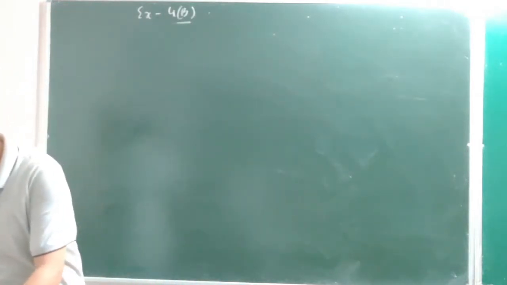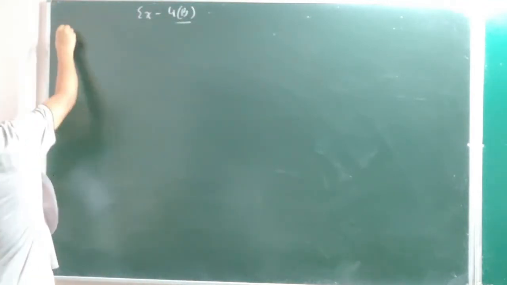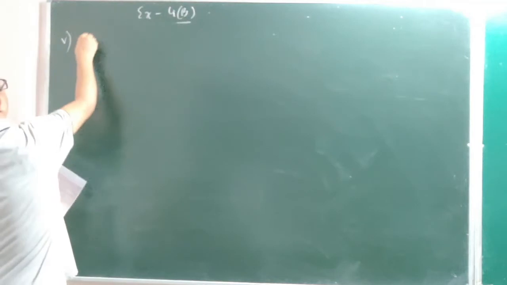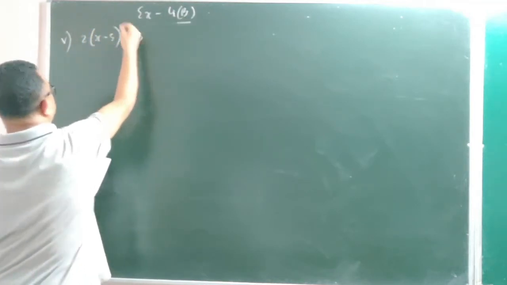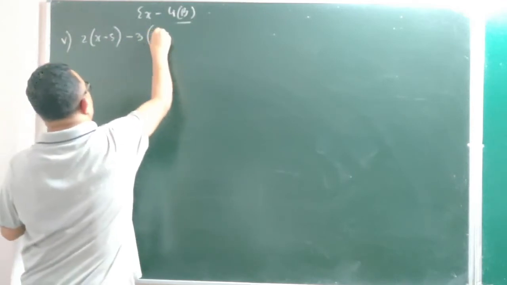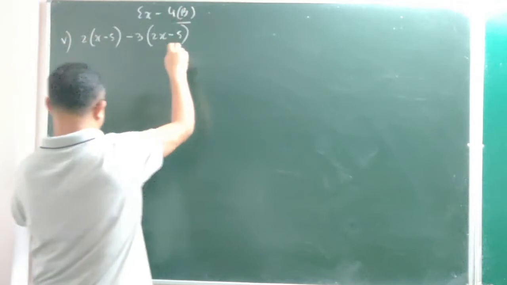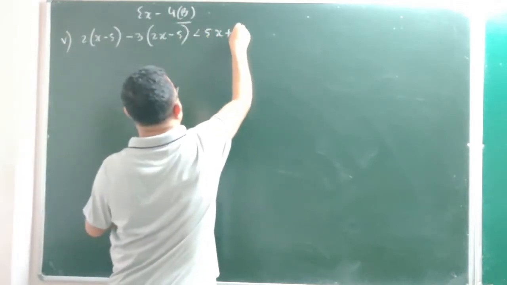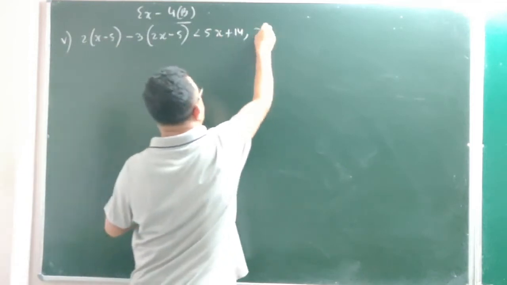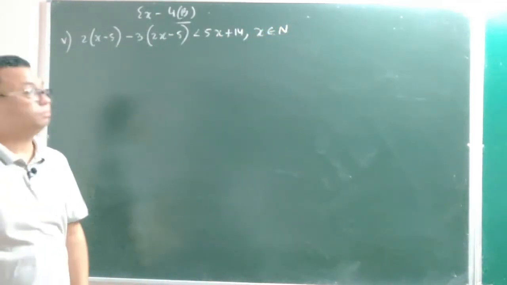In question number 1 only, let me take another one which is a natural number. Let me take one natural number. Number 5, it has a natural number. So it is 2 times x minus 5, minus 3, 2x minus 5, less than 5x plus 14, and x is belonging to natural number. So there you have a natural number.